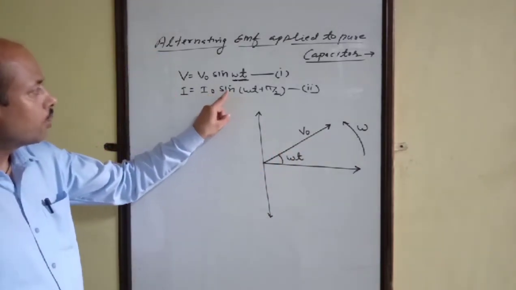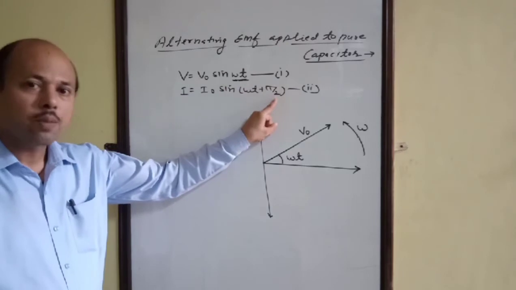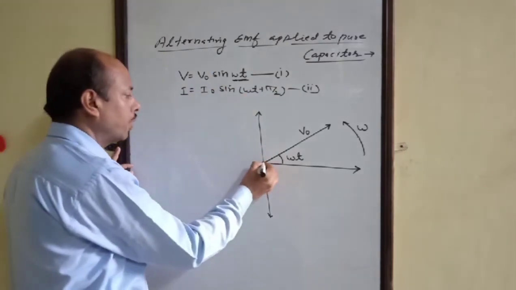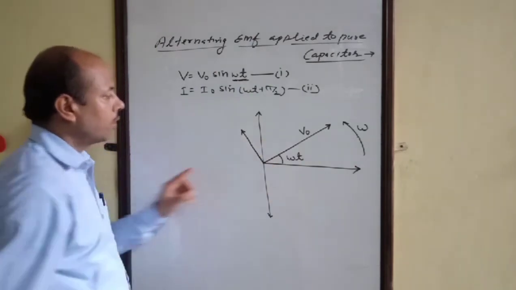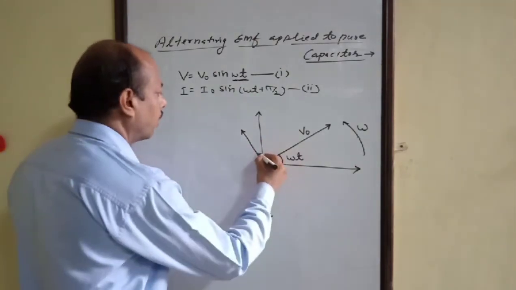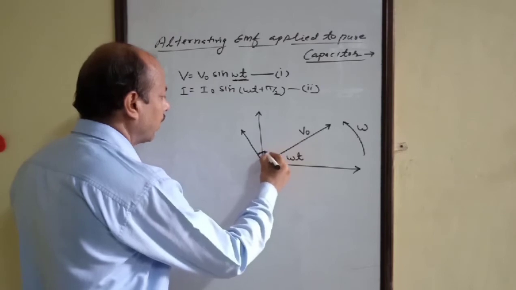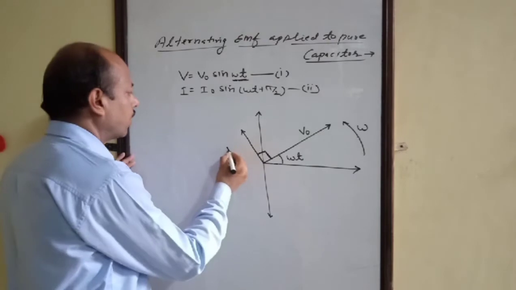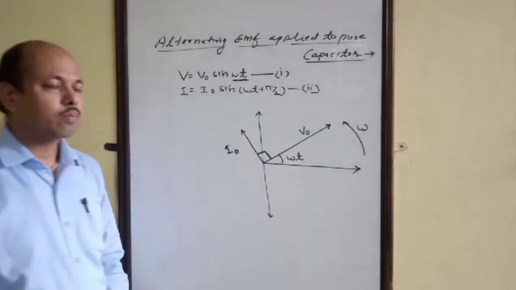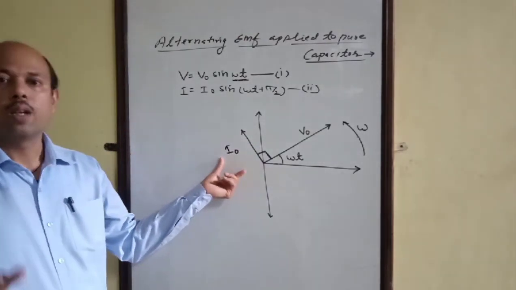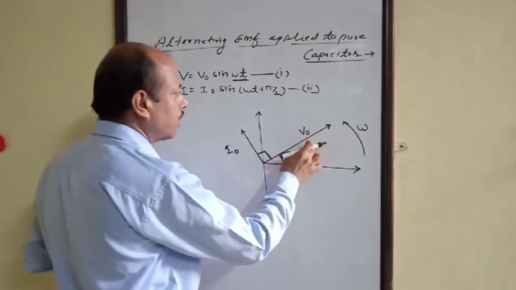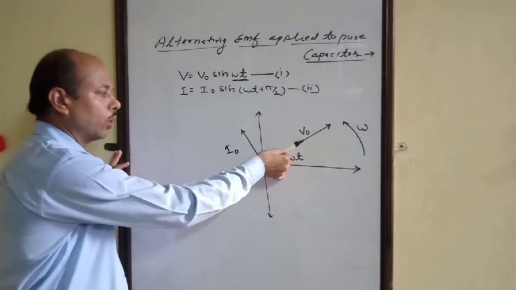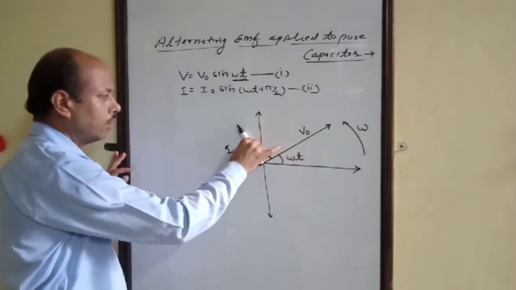But here it is written I equals I naught sin(omega t plus pi by 2). It means the current is ahead of EMF by pi by 2. Therefore, we can introduce a new phasor with an angle 90 degrees ahead of this voltage. This we can represent by I. So this is the phasor diagram for capacitor between voltage and current.